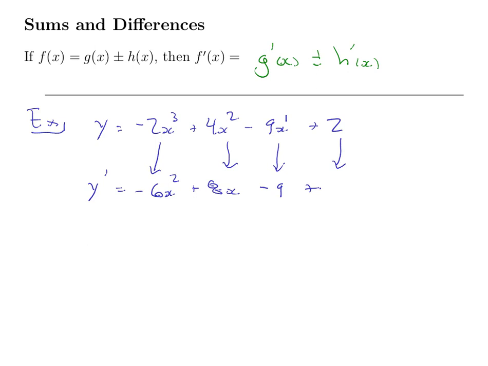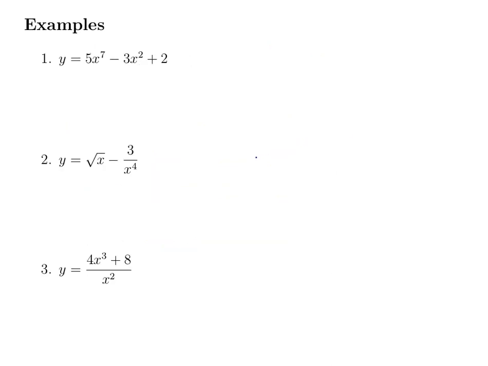And this constant piece at the end just goes to 0. So the derivative is really negative 6x squared plus 8x minus 9. So for any combination of functions, adding and subtracting, we'll just split it up and look at each term individually. That's pretty much everything we need to know for now.